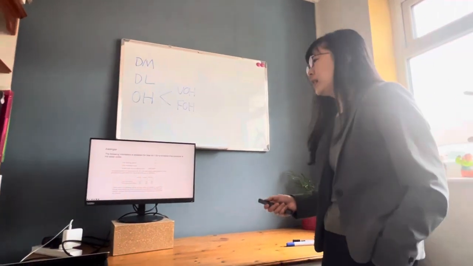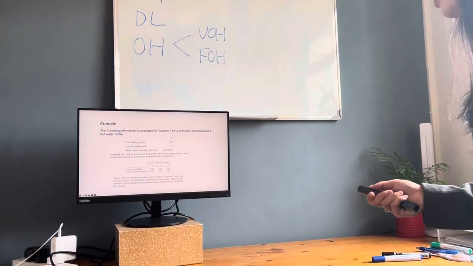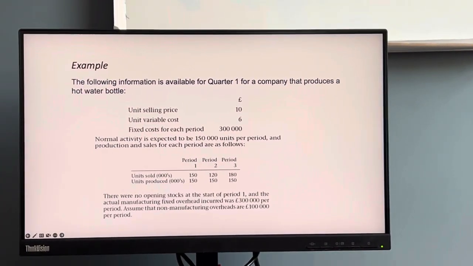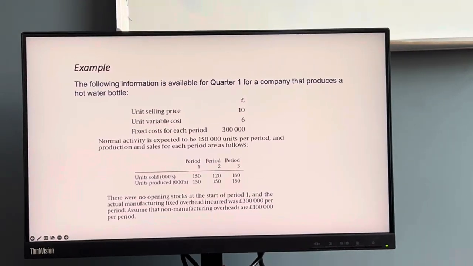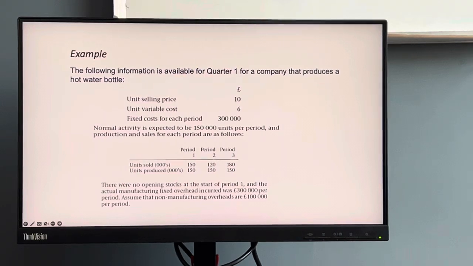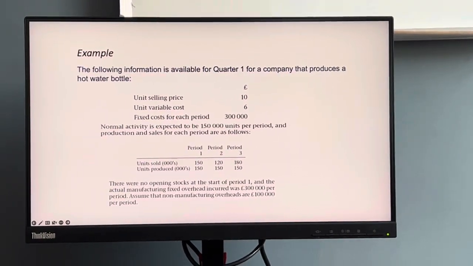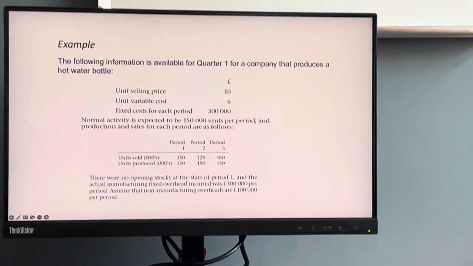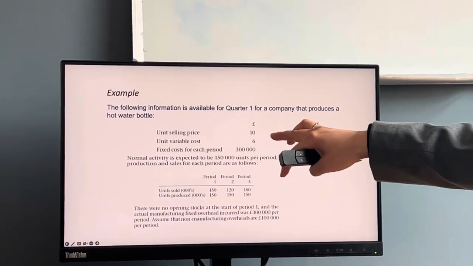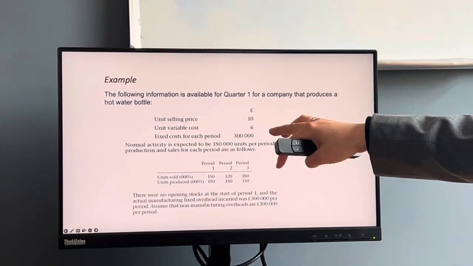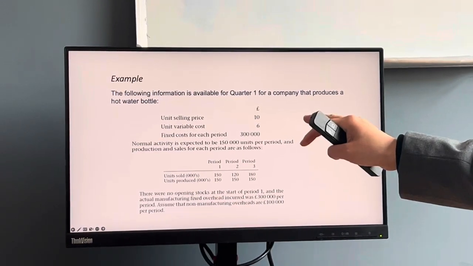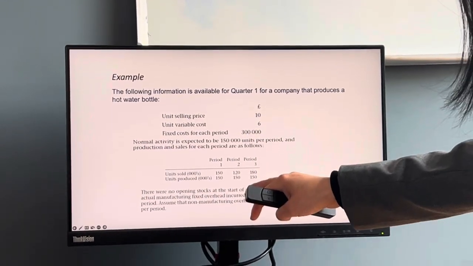Right, now we are running a company that produces hot water bottles. We are going to use both absorption costing and marginal costing methods to calculate production cost and make a comparison of what we calculated between these two methods. Okay, let's look at the key information here. We sell them at £10 each, variable cost is £6 each, and fixed cost for each period is £300,000.